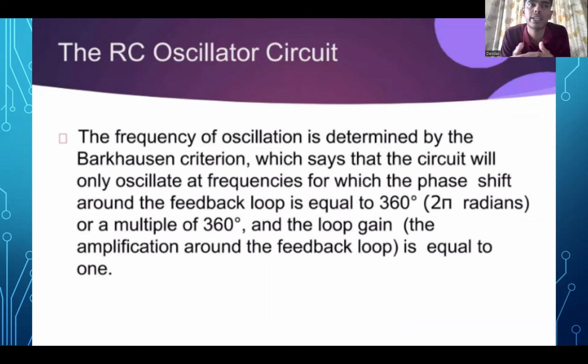What the Barkhausen criterion says is that A, the voltage gain, and B, or beta, the feedback factor, have a product A times beta that should be equal to 1. And the phase difference between the input and output should be either 360 degrees or 0. If a circuit satisfies these two conditions, then you can say that the circuit is an oscillator, or an RC oscillator.